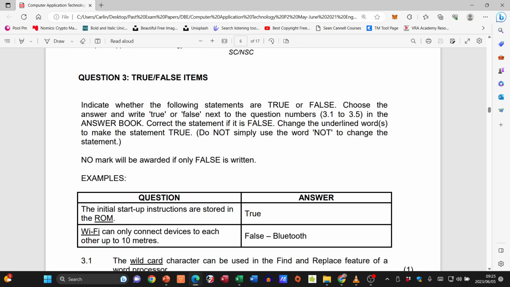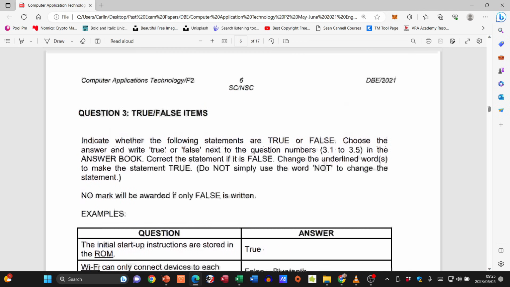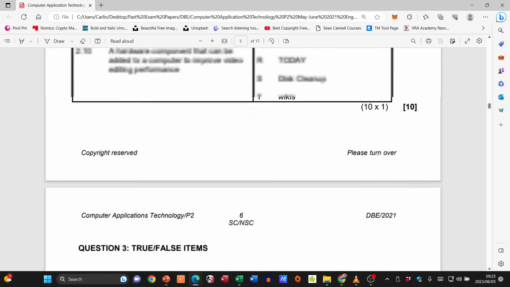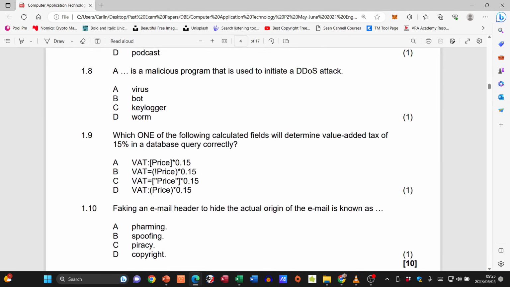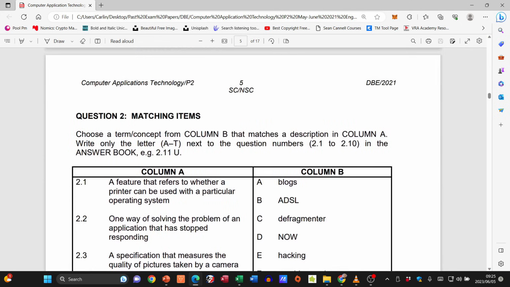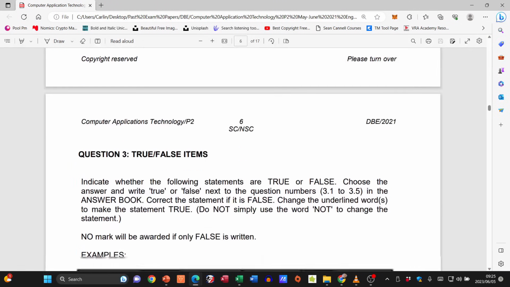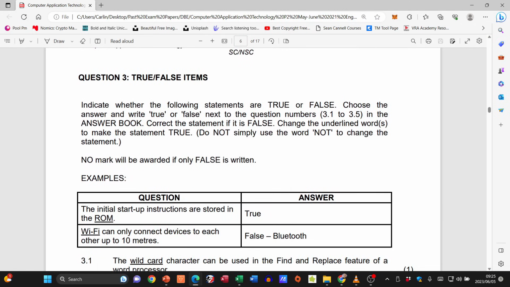And now we move over to question 3, and this is the last question within section A. And remember, section A comprised of 25 marks. It was 10 marks for our multiple choice, 10 marks for our match the items, and now it's going to be just 5 marks for true and false. And please, guys, don't get this wrong. Every time it's asked, people make this mistake. If something is true, it is true. If it's false, you have to actually indicate why.